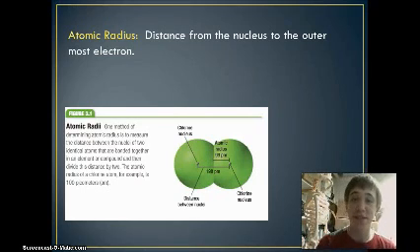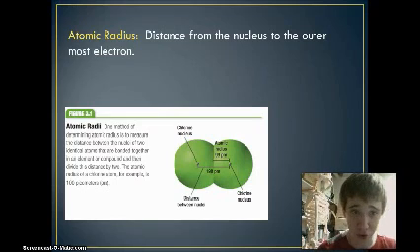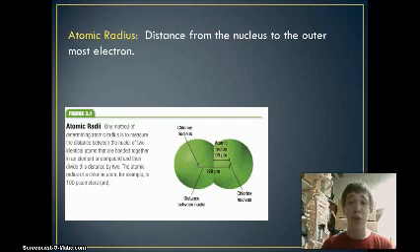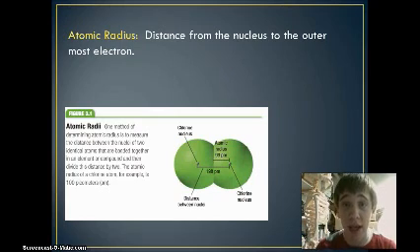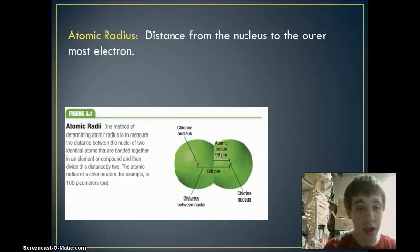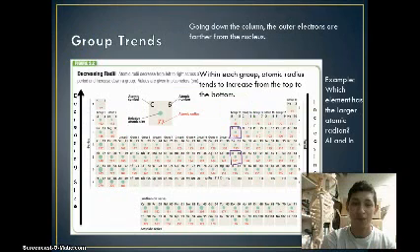Atomic radius is the distance from the nucleus to the outermost electron. One way we determine that is to find the distance between the nuclei of two identical atoms that are bonded together. Now we have an example here with chlorine. Chlorine has 99 picometers to each one. You add that up, it's 198. You divide that by 2, and that's 100 picometers. So that gives us our atomic radius.